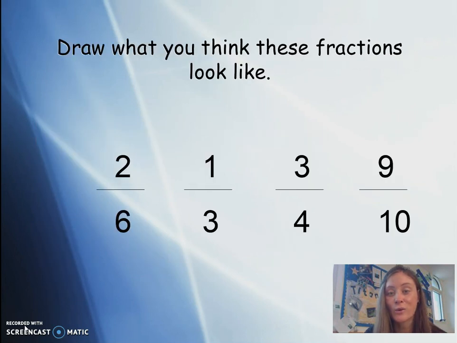And now have a go at drawing what you think these fractions might look like. Remember what our numerator tells us, remember what our denominator tells us.